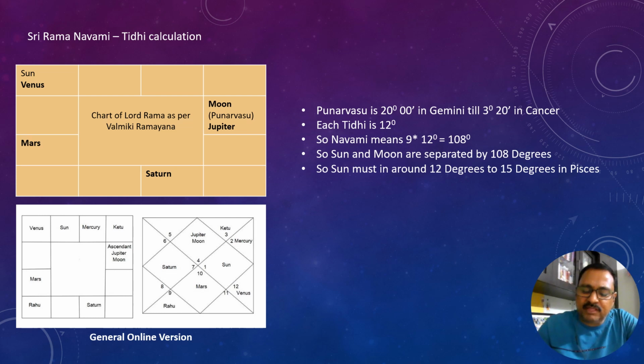Now the question comes, assuming that Moon is in Punarvasu Nakshatra, up to maybe 3 degrees 20 minutes of Punarvasu Nakshatra, which is in Cancer, where should the sun be if it is a Navami Tithi, right? So we need to calculate. 12 degrees is the difference for a Tithi calculation. And Rama is born on a Navami Tithi, Navami means nine, right? He may be born at the beginning of Navami, exactly when the Navami Tithi started, or towards the end of the Navami Tithi, right? But 8 days have already gone, 8 Tithis have already gone. That means 8 into 12 degrees, right? 96. 96 degrees have already passed when you calculate the position of the sun and the position of the moon, right? 96 degrees have already gone, right?